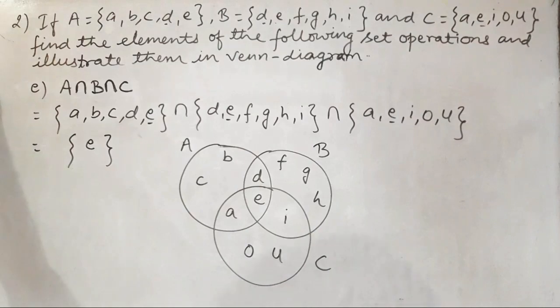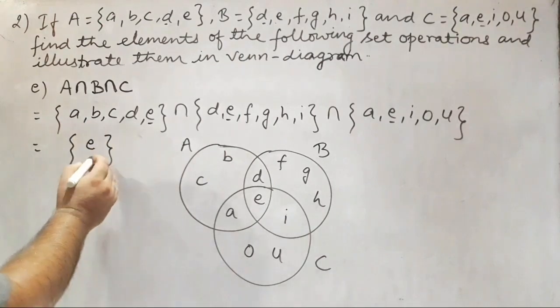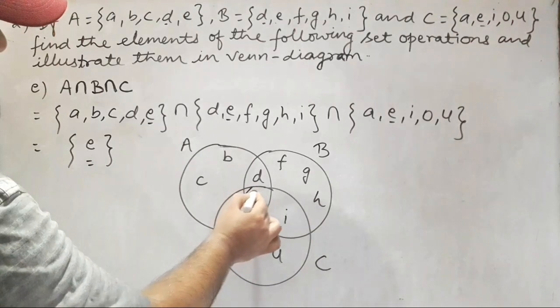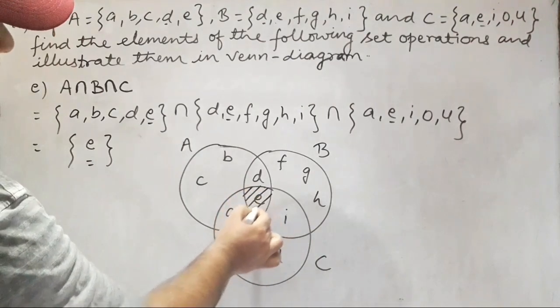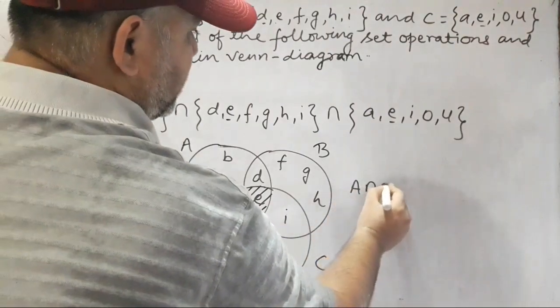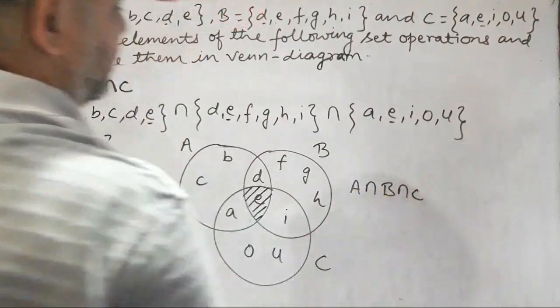Now the Venn diagram, I have already drawn the figure. The figure would be the same, only the shading would be different. Now we have to shade the part containing the element E, that is this part. So this part is A intersection B intersection C.